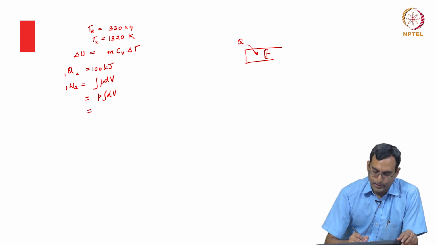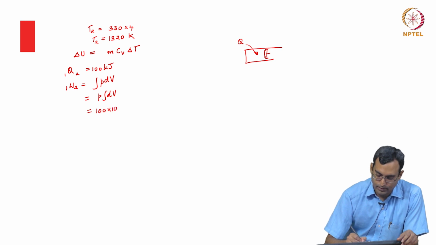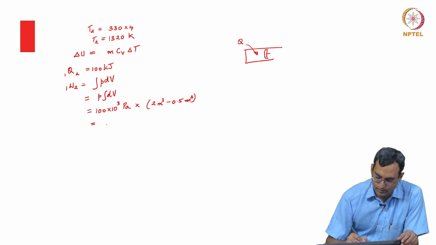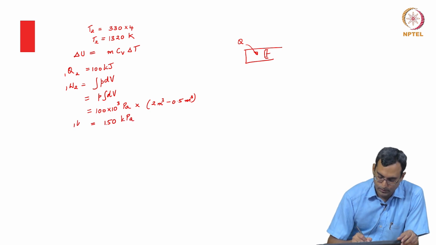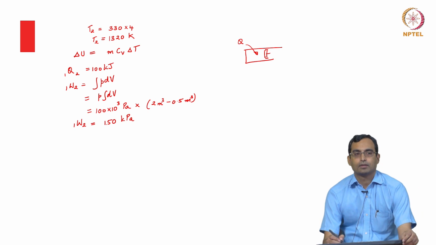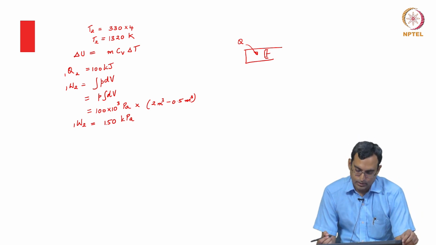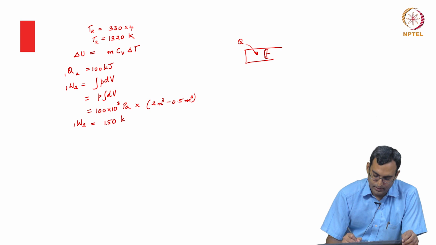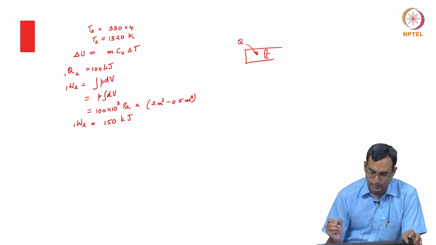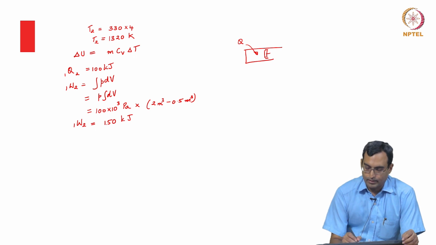So, P is given as 100 kilopascal, so it is 10 power 3 Pascal, and dV is 2 meter cube minus 0.5 meter cube, that is 1.5 meter cube. So, I have 1.5 into 100, which is 150 into 10 power 3. So, that is 150 kilojoules is the amount of work which is done. The work done is positive because this is expanding. Sorry, I have written this as kilopascal when I meant to write kilojoule. This is work in kilojoules. So, this is the amount of work which is done.